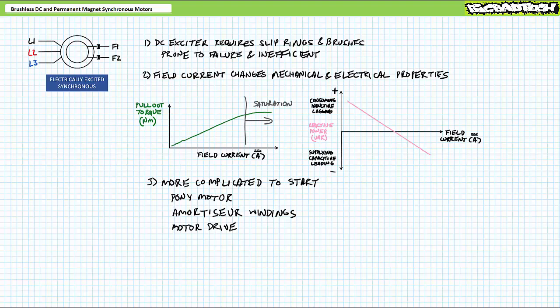3. Electrically excited synchronous motors necessitate slightly more complicated starting mechanisms than a comparatively simpler induction motor, principally because upon closure of a full voltage or direct online starter, the stator rotating magnetic field is instantaneously established at full speed, whereas the rotor has a degree of static inertia and may take some time to come up to speed.